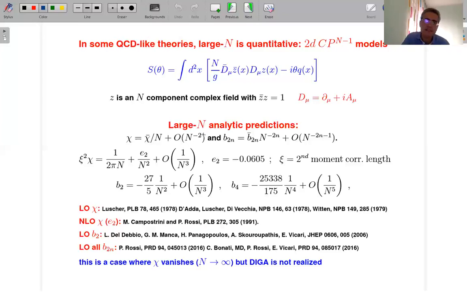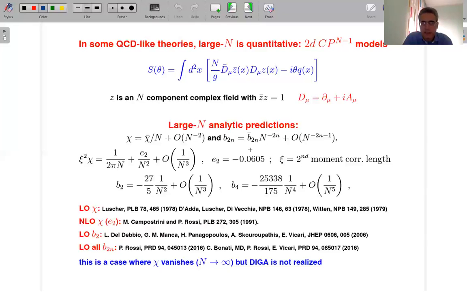And here there is a list of large N analytic predictions for these models. You have the topological susceptibility, which is predicted to scale like 1 over N, so in this case it vanishes in the large N limit. This is in contrast to what happens for QCD, where the topological susceptibility itself is expected to vanish as 1 over N here. And the b2 coefficients are not in agreement. This is the example that I was mentioning before: an example where the topological susceptibility is vanishing, but the dilute instanton gas approximation is not working, despite the fact that the probability of finding topological charge different from 0 goes to 0 in the large N limit in a given portion of volume.